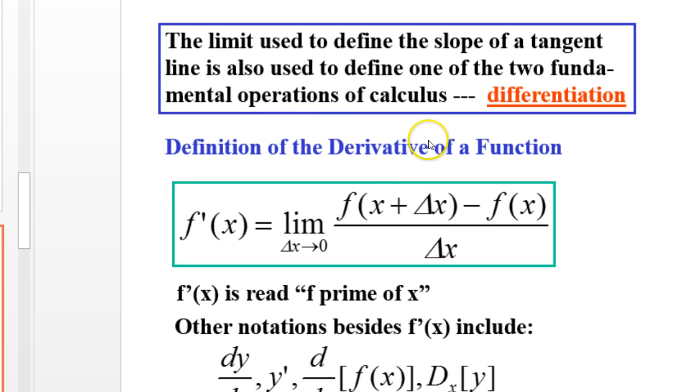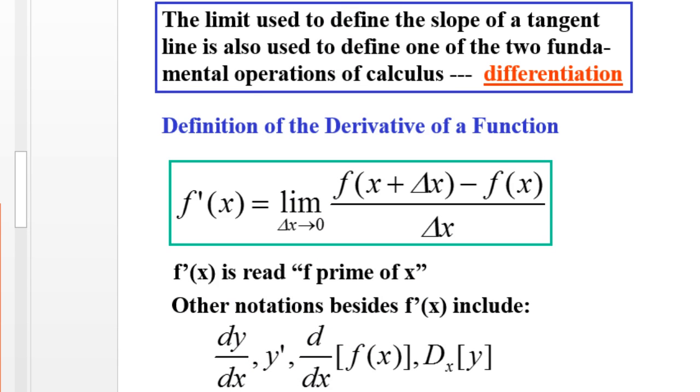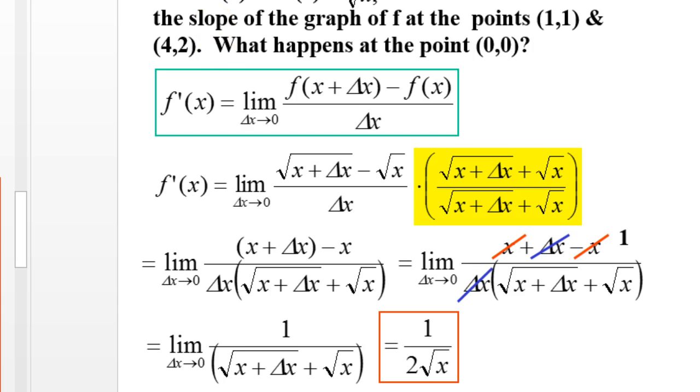So the definition of a derivative of a function is basically the difference quotient. We're going to call this f apostrophe of x, or f prime of x. Some other notations are here: dy over dx, y prime, d over dx of f of x, and D sub x of y. So there's a lot of different types of notation.